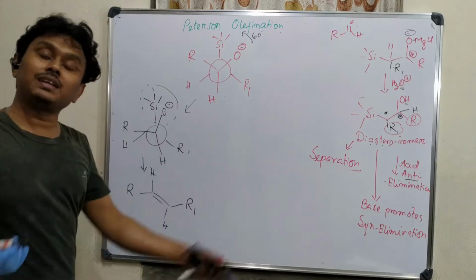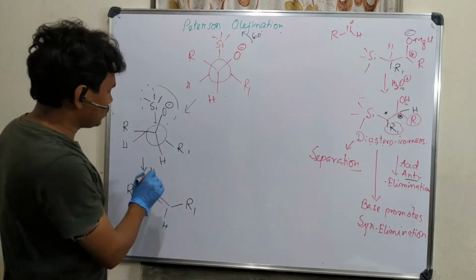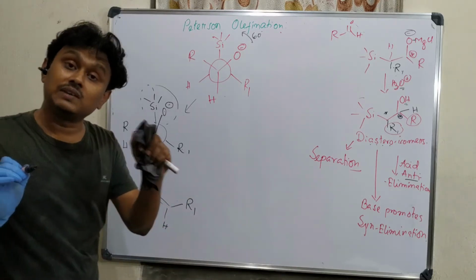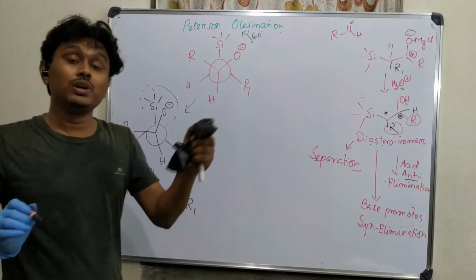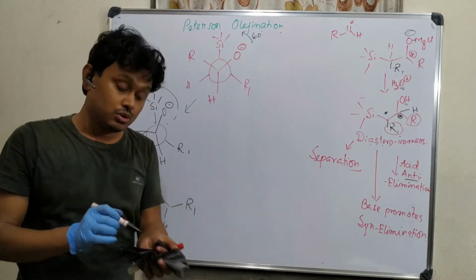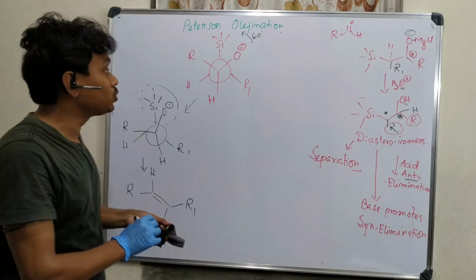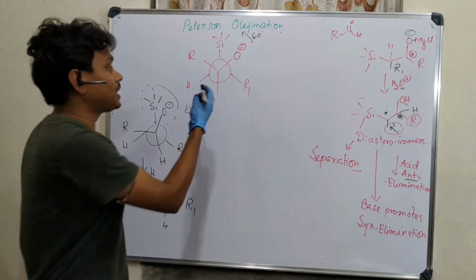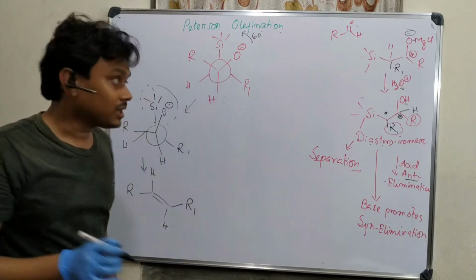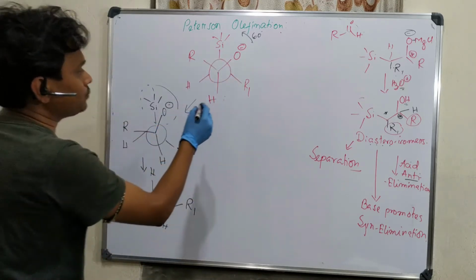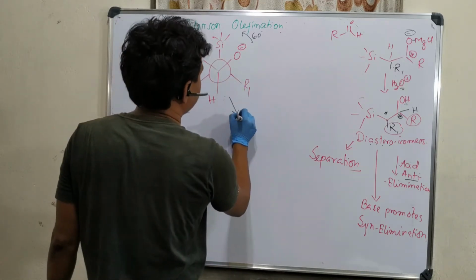But if we take the other diastereomer, it will give cis. So we can never conclude directly that Peterson olefination will provide cis or trans. It is determined by the diastereomer we are using. Okay, so if we do the acid catalyzed one, what will that be?